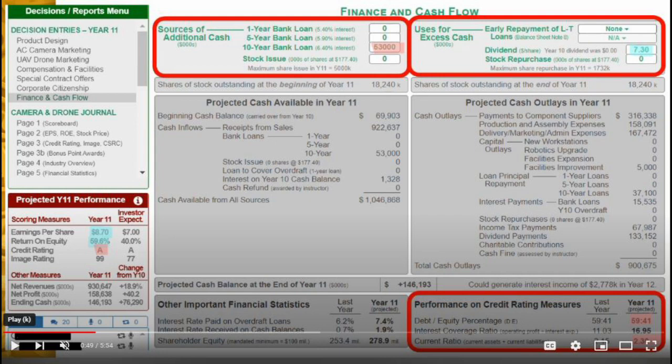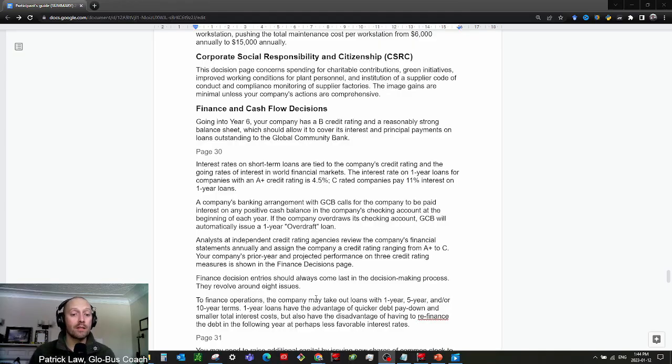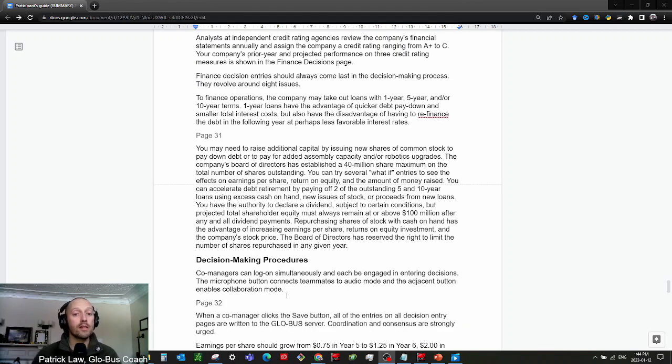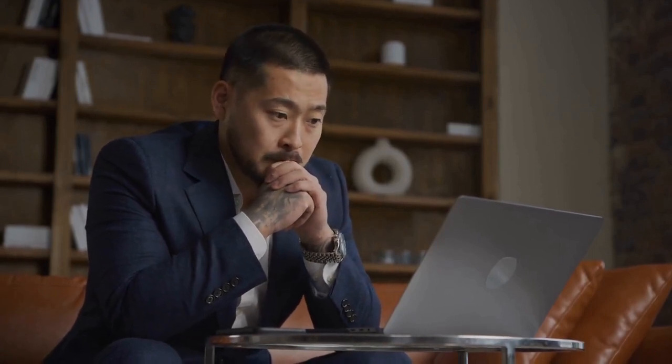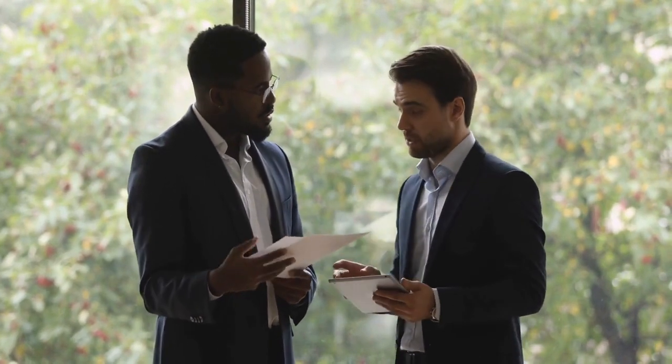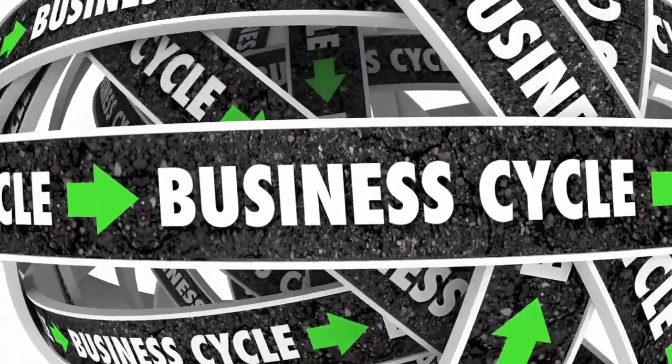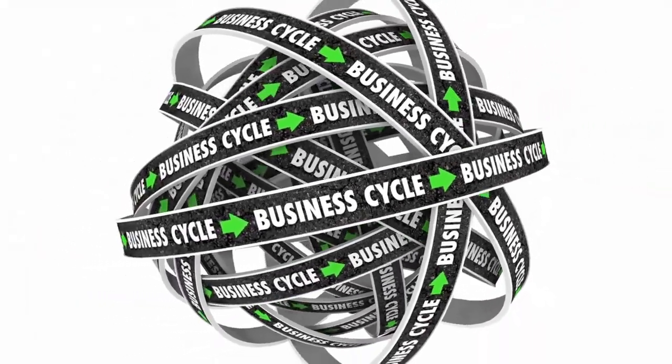To finance operations, the company may take out loans with 1-year, 5-year, and/or 10-year terms. One-year loans have the advantage of quicker debt paydown and smaller total interest costs, but also have the disadvantage of having to refinance the debt in the following year at perhaps less favorable interest rates. You may need to raise additional capital by issuing new shares of common stock to pay down debt or to pay for added assembly capability and/or robotics upgrades. The company's board of directors has established a 40 million share maximum on the total number of shares outstanding.